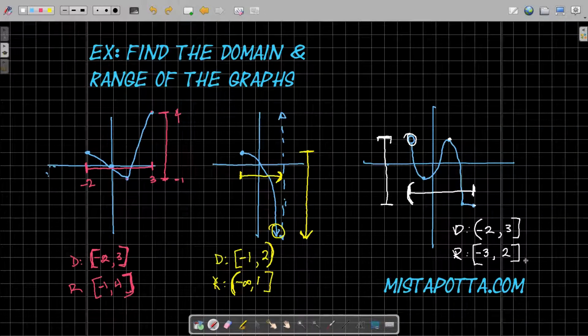Understanding domain, understanding range is very important for us to understand the nature of functions and relations. Understanding the nature of graphs allows us to predict the behavior and understand what's going on in our simulation, in our example, in our model.